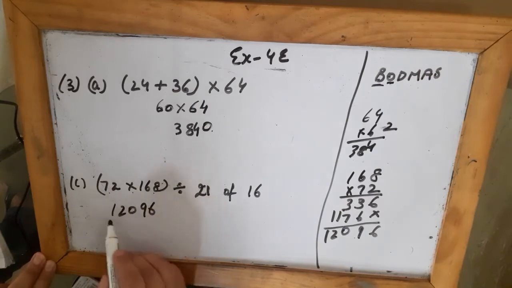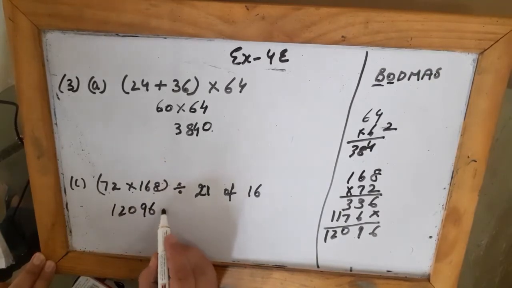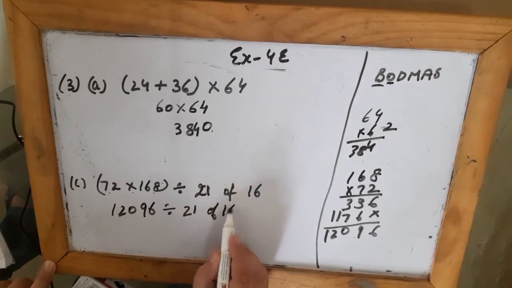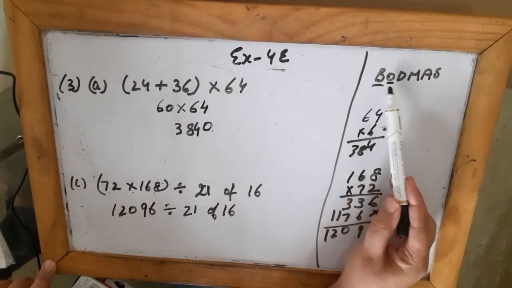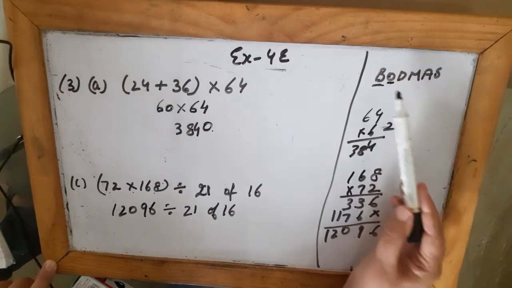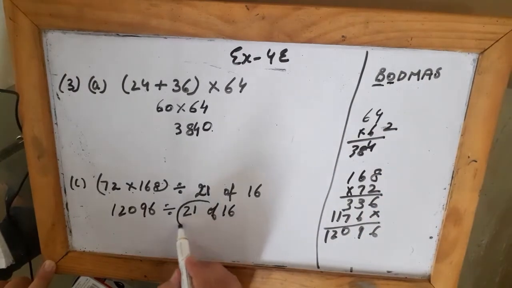Because I have solved the bracket, now you can remove the brackets. Now you have divided by 21 of 16. Now I have solved the bracket. What is the next operation? Next is of. So I will solve this of.